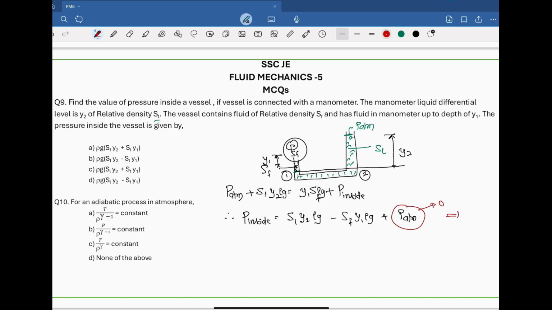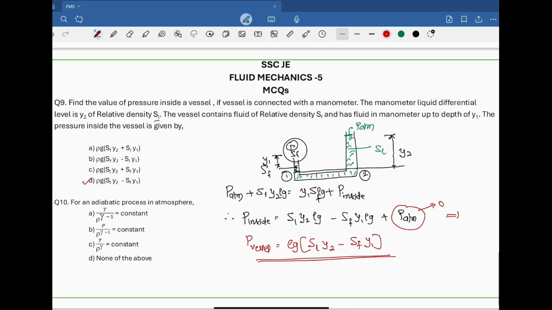Then it implies P vessel is equal to rho g, we will take it as common, SL Y2 minus SF Y1. This is the answer. Please do the same problem on your own at least 2 to 3 times and get the answer. Answer is D.